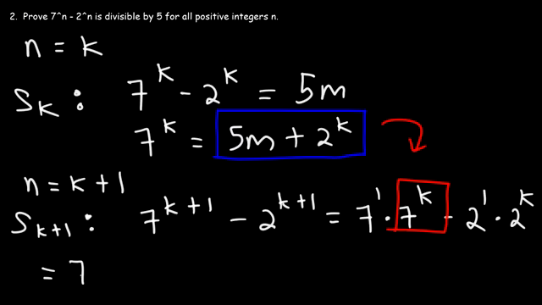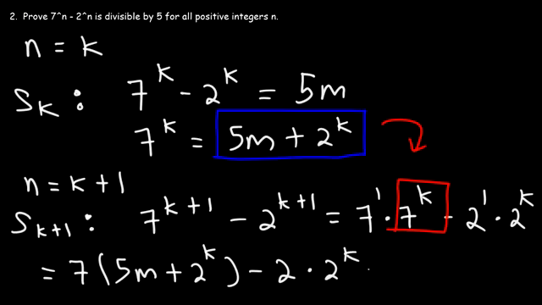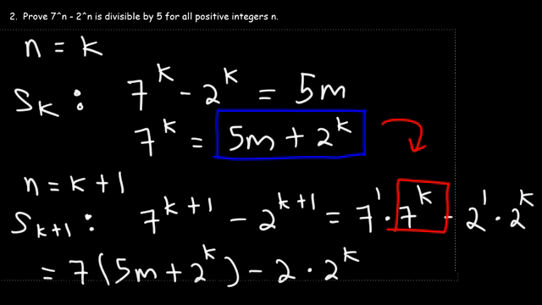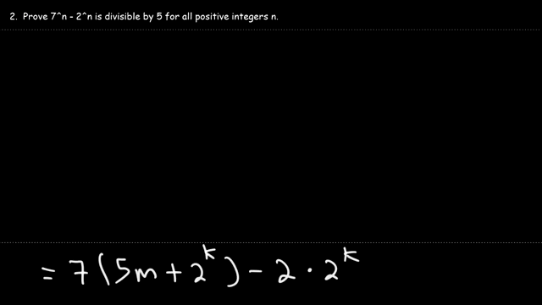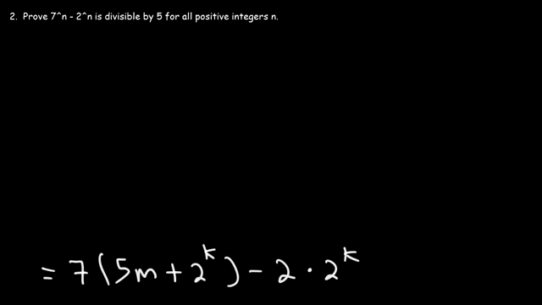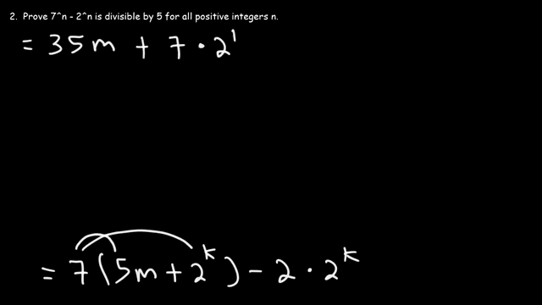Now I can replace 7 raised to the k with 5m plus 2 raised to the k because they're equal to each other. And so this becomes 7 times 5m plus 2 raised to the k, and then minus 2 times 2 raised to the k. 2 to the first power is the same as 2. So what do you think we need to do at this point? Our next step is to distribute the 7. 7 times 5m is 35m. And then 7 times 2 raised to the k, we're just going to write as 7 times 2 raised to the k.